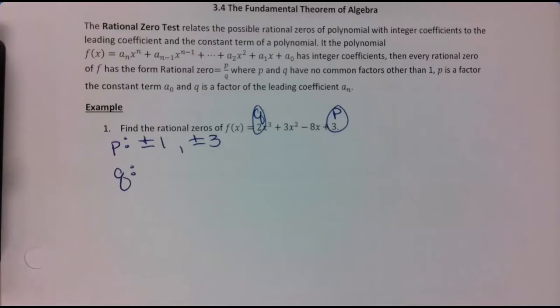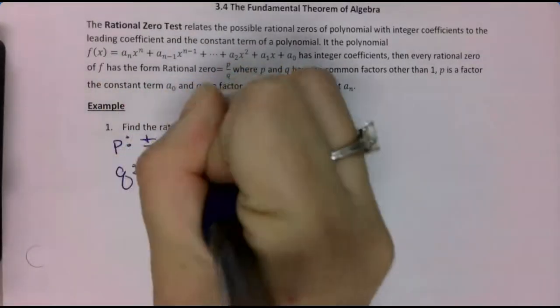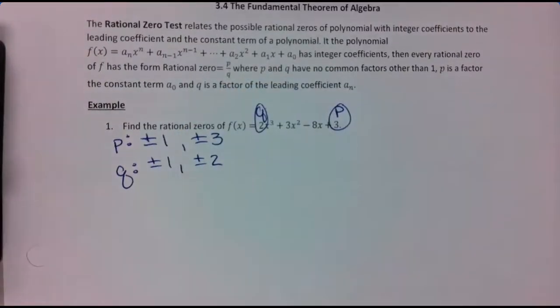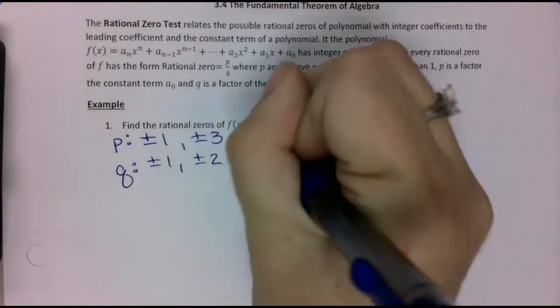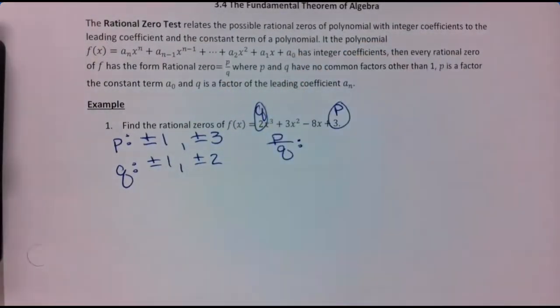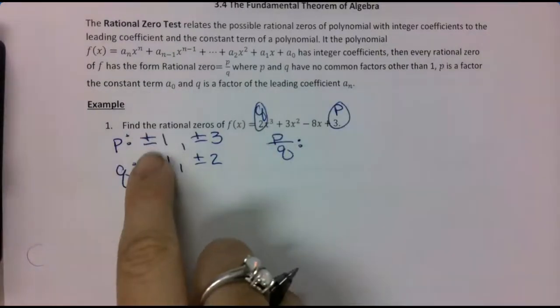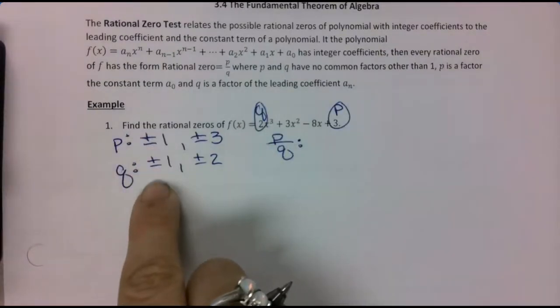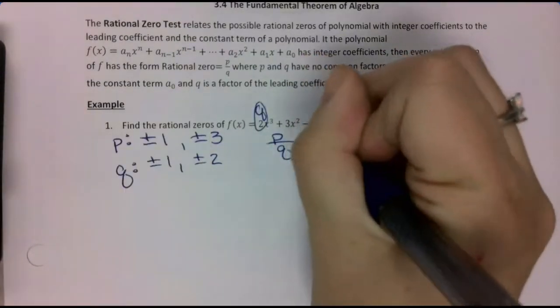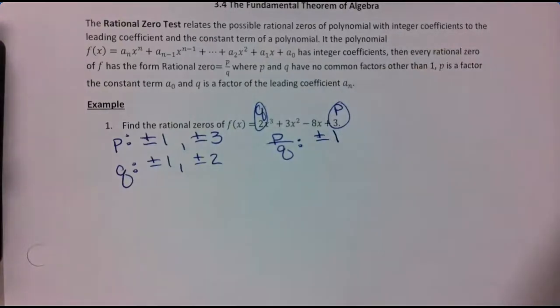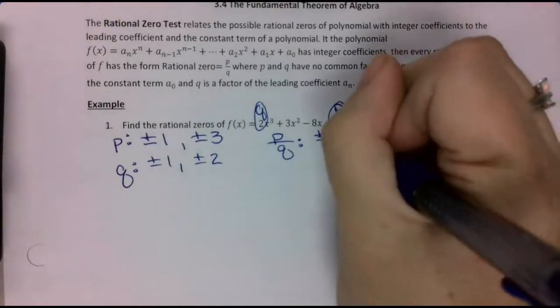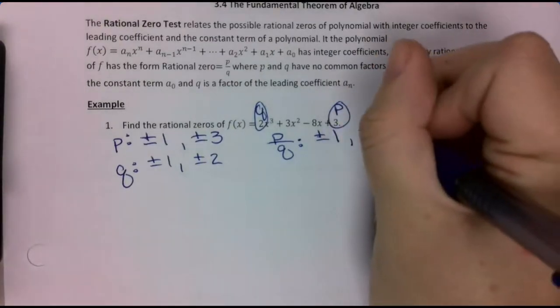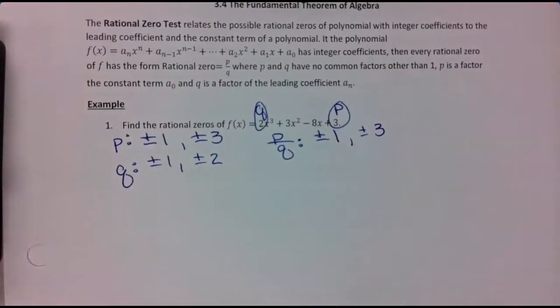Okay, so what are my factors of 2? Plus or minus 1 and plus or minus 2. And then I want to find p divided by q. So I'm going to take all my values of p and divide by, I'm going to start with the 1. So plus and minus 1 divided by plus and minus 1 is still plus and minus 1. Plus and minus 3 divided by plus and minus 1 is still plus and minus 3.